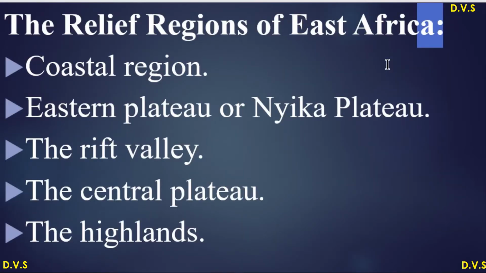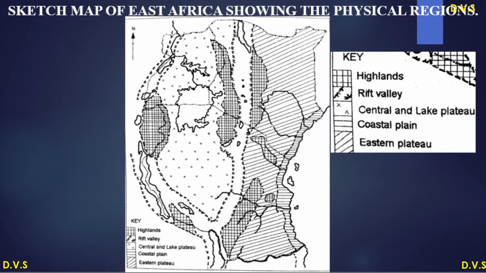The relief regions of East Africa. East Africa is divided into regions, and these regions are the coastal plains, the Eastern Plateau or the Nyika Plateau, the Rift Valley, the Central Plateau, and the highland regions. So the sketch map of East Africa is here to show us these physical regions and divisions.